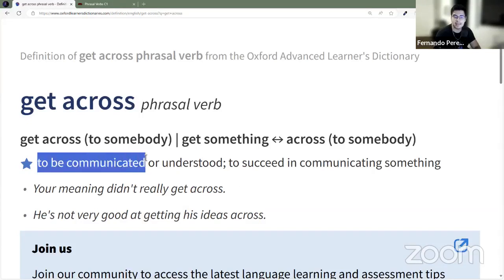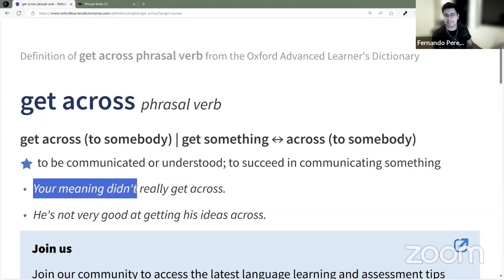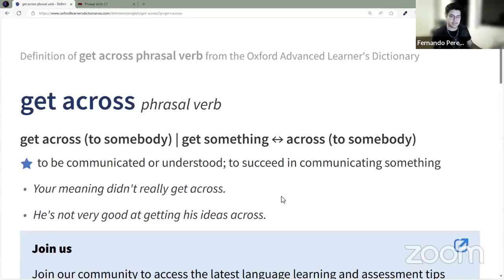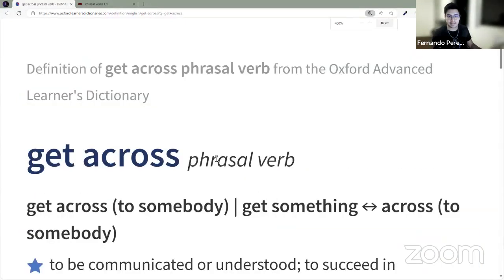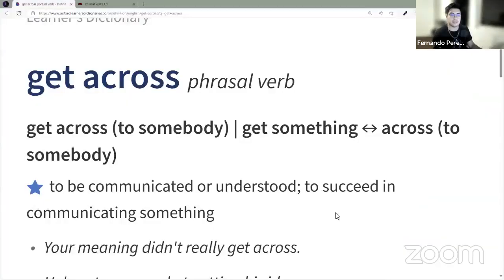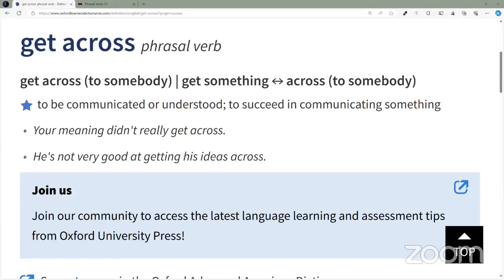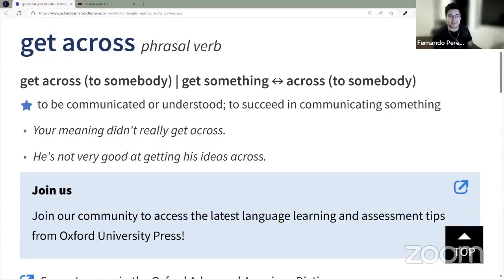To be communicated or understood, this is a passive voice expression. So this is not similar to communicate. We can think, get across similar to communicate, but look at this example. Your meaning didn't really get across. Do you understand this phrasal verb? No, really. It's difficult, right? Yes. Of course, you need to separate yourself from the word across, only across. It's different. Get across, to be communicated.